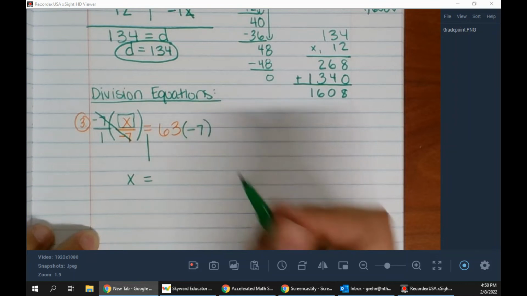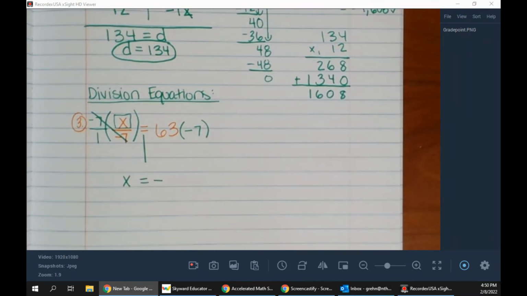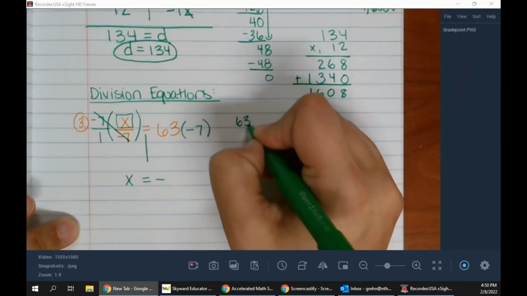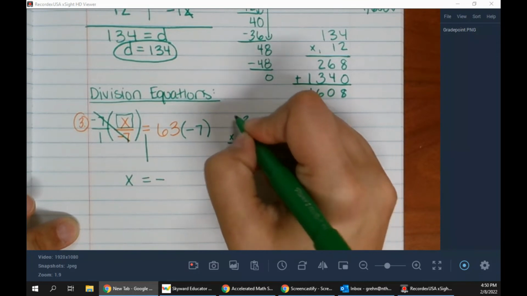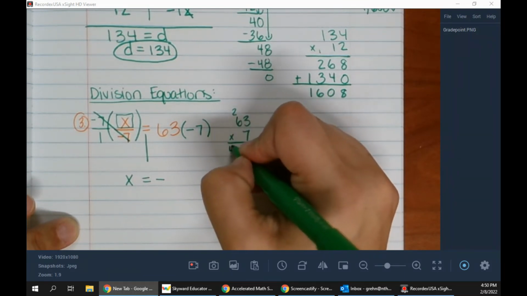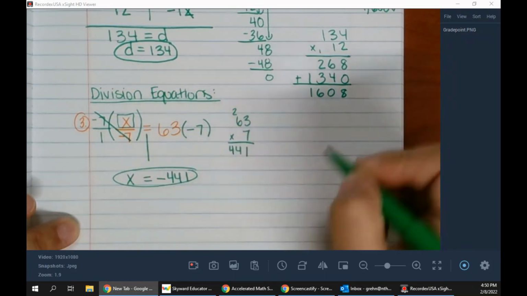And then if you multiply this out, a positive times a negative is a negative. And you can do multiplication off to the side if you need to. 7 times 3 is 21. 7 times 6 is 42. Plus 2 is 44. So we get negative 441 for x.